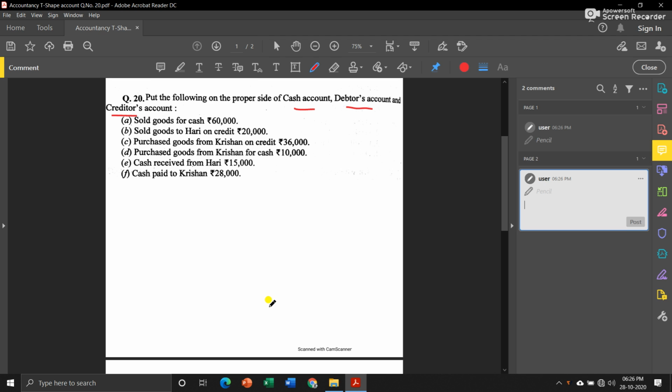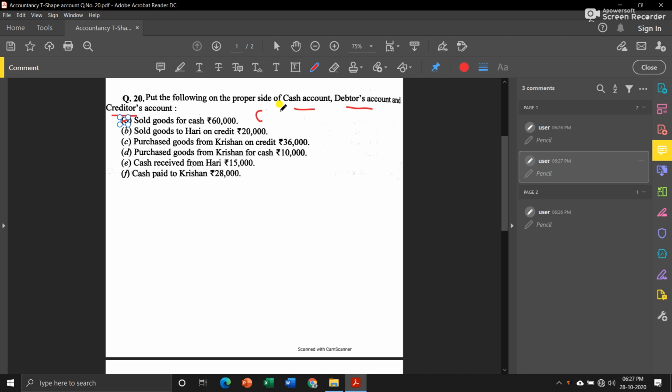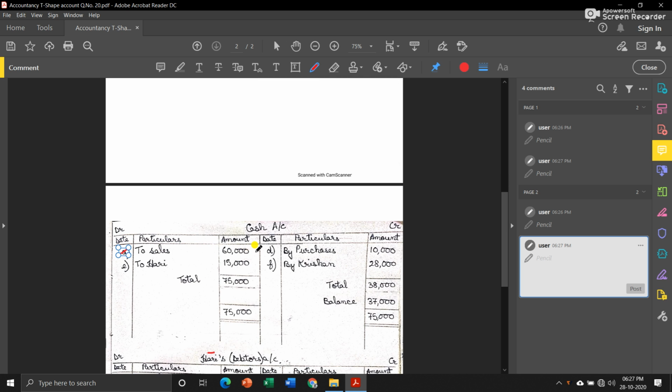So let us see the first transaction, number A. Sold goods for cash rupees 60,000. Now in this transaction, the two accounts involved are cash account and sales account. Since we sold goods, it is sales account. Now the question requires us to prepare cash account and not the sales account, so we will focus on cash. When we sold goods for cash, that means cash is increasing, cash is coming inside our business. So as per the rule of the modern approach we will record it on the debit side, that is, to sales account 60,000.